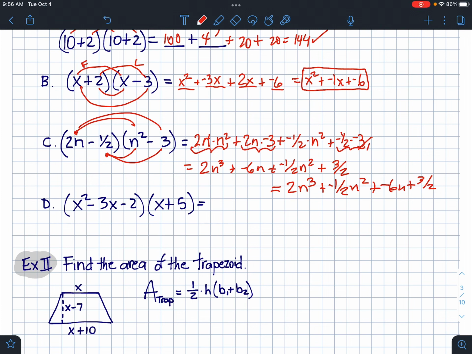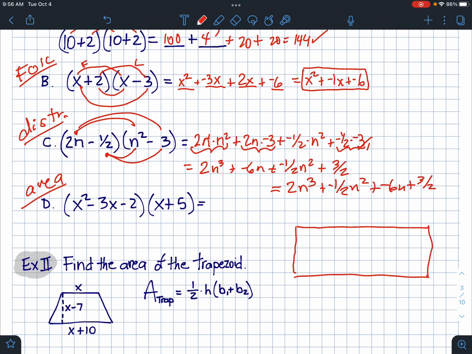Last one. I'm going to use what we call the area model. So this is distribution, and this is called FOIL. FOIL only works on binomials. Pay attention to this area model one because it is kind of handy, and we're going to use it a lot when we get to 7.4 and 7.5.